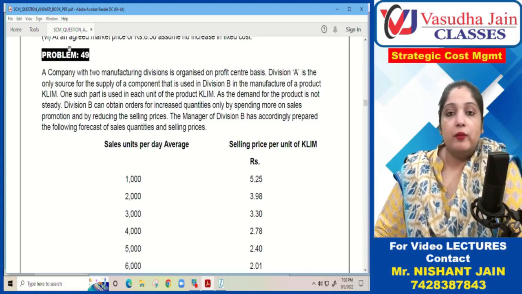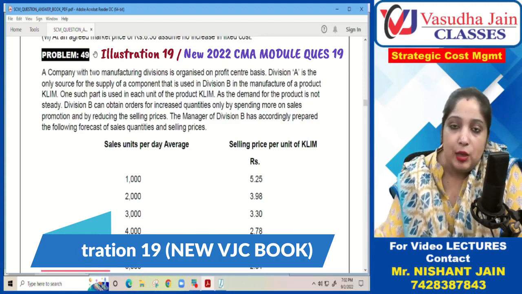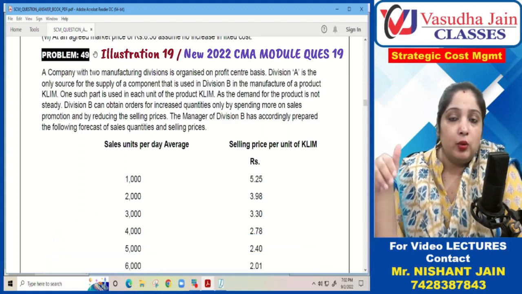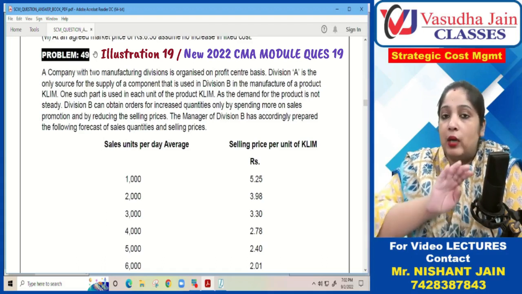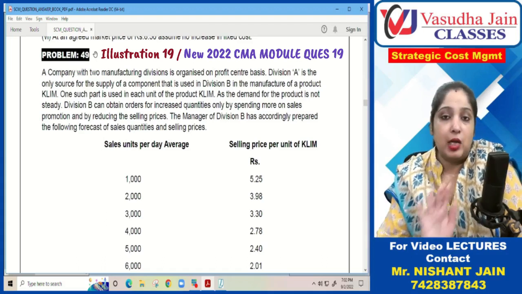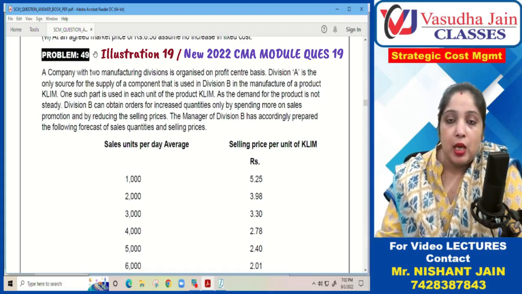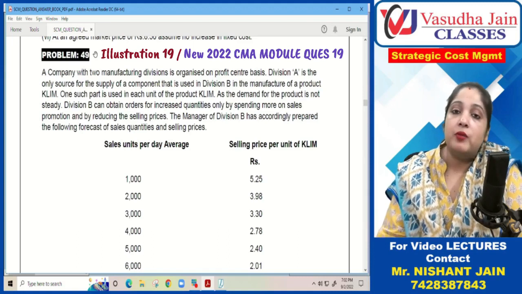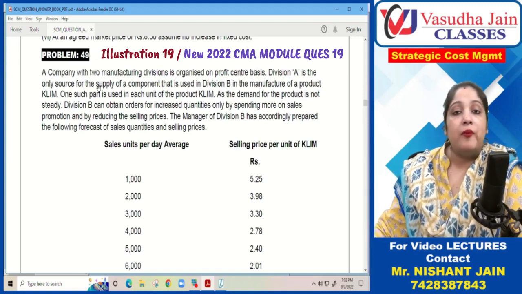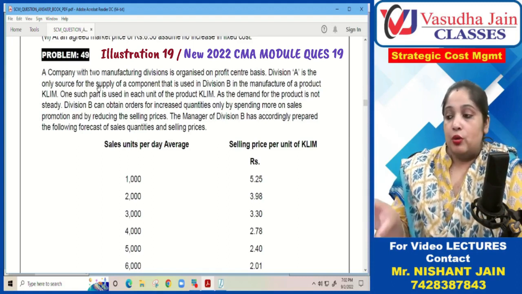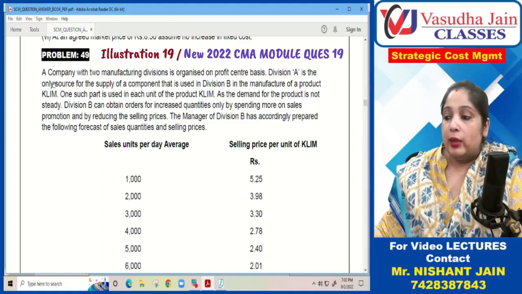Yes, please observe the next question, question number 49. Again, a basic question. We don't have to go into the depth of transfer pricing. In this question, we have nothing to do with determination or fixation of transfer pricing. We just have to read the question, and from the question figures compute the profitability of each division. So this question is related to the profitability of each division. Okay, let us read this question.